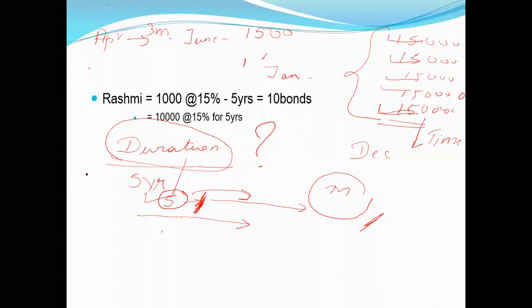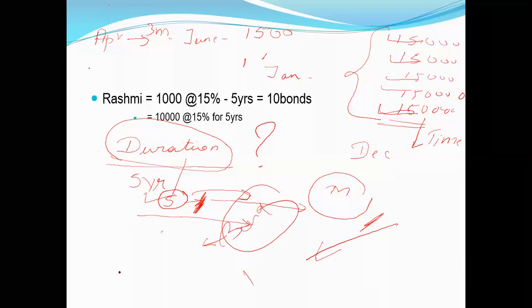Yes, sir. Any doubts in understanding this? So I wanted to clarify one doubt, sir. So when do we receive the principal amount of bond, sir? At the end of the period, right, sir? The moment you surrender your bond. Yes, sir. The moment you surrender your bond to the issuing company, within 2 or 3 working days, the money will be transferred in your account.